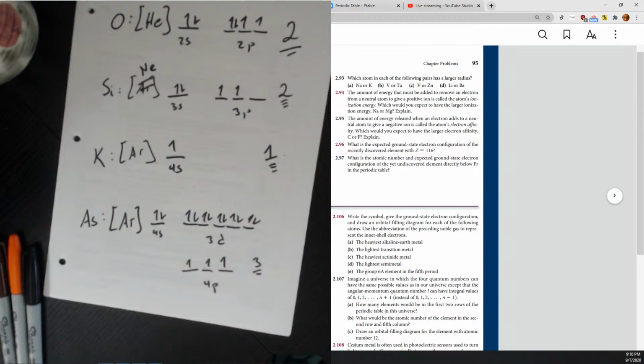At what atomic number is the filling of a g orbital likely to begin? Oof. Oofa doofa.